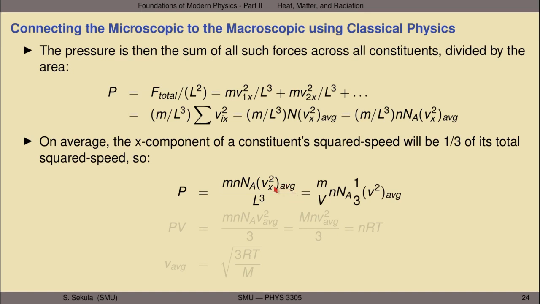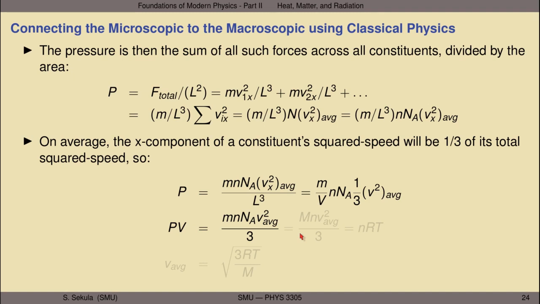So if we plug that in, we take our pressure equation, which is just rewritten here, and we plug in the fact that vx squared average is really just 1/3 of the average of its total speed squared, we finally arrive at a situation where we can begin to relate microscopic properties, like the average speed squared of molecules and their masses, to the large-scale properties of the whole gas. For instance, multiplying this equation by the volume cancels out the V in the denominator of the microscopic equation. We wind up with PV equal to the mass of each constituent times the number of moles of the constituents times Avogadro's number times the average speed squared divided by 3.